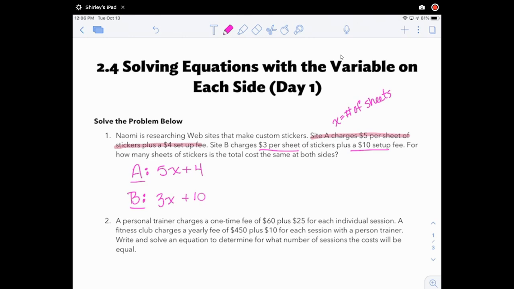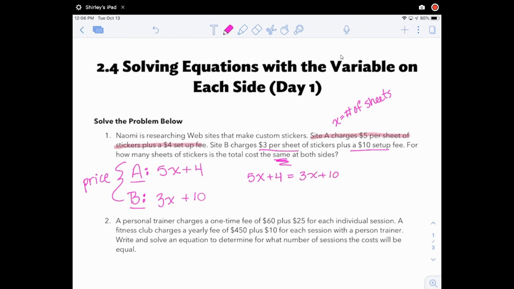So if I'm looking for the prices to be the same, these equations represent the price. If I'm looking for them to be the same, what can I do with both of my equations? What symbol means the same when we're talking about math? Equal. So I'm gonna set them equal to each other, and say site A has to be equal to site B.